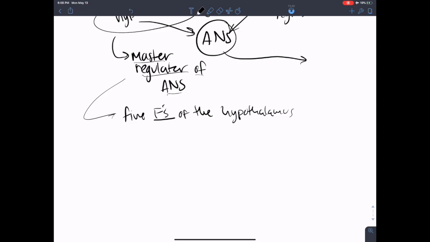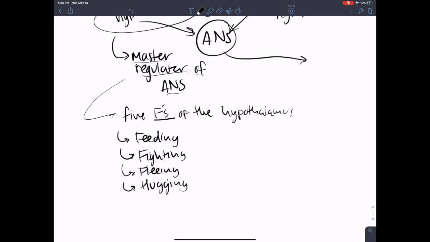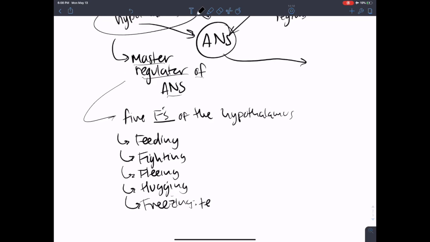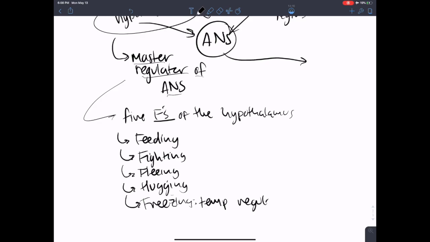These are 5 functions of the hypothalamus that are used to regulate the autonomic nervous system in a certain homeostatic range. These 5 F's are feeding, fighting, fleeing, and I like to say hugging, and freezing is what I think he said in class, although what he means by this is temperature regulation. So it's important to keep in mind that this is the function of the hypothalamus.